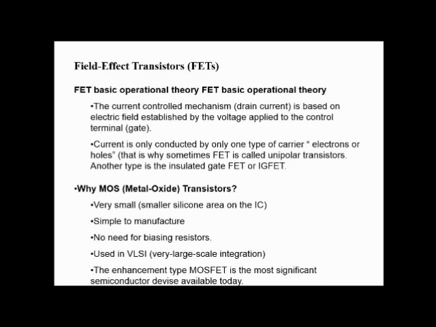The insulated gate FET is the MOSFET. Now why are MOSFETs used as transistors? Because of some advantages. They need a very small silicon area on the IC, they can be used to make integrated circuits, they are simple to manufacture, and there is no need for biasing resistors or pull-up and pull-down resistors. They are basically used in VLSI designs, and the enhancement type MOSFET is the most significant semiconductor device available today. So it is very widely used in making electronic systems and circuits.